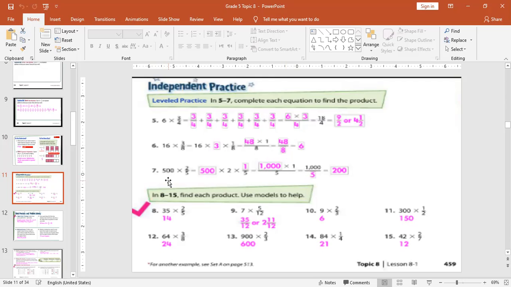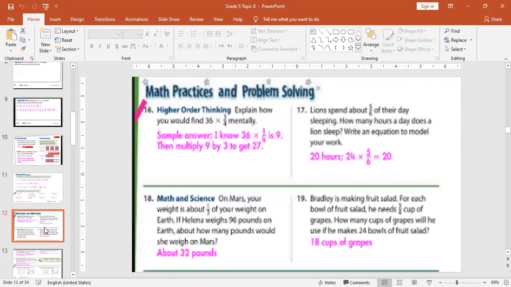Number 7, 500 multiplied by 2/5 equals 500 multiplied by 2 multiplied by 1 over 5. If you skip this step, you can multiply 500 by 2, which is 1000, multiplied by 1 divided by 5, equals 1000 divided by 5, equals 200. And all this we have solved in the session. So please revise it, solve it and send it to me on Classera.